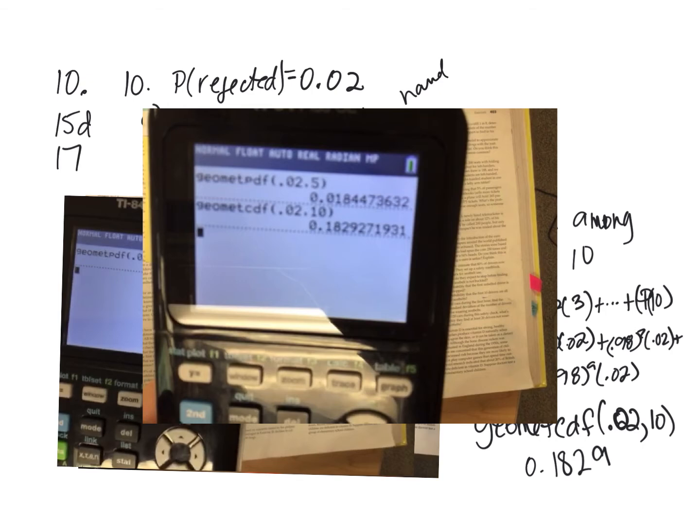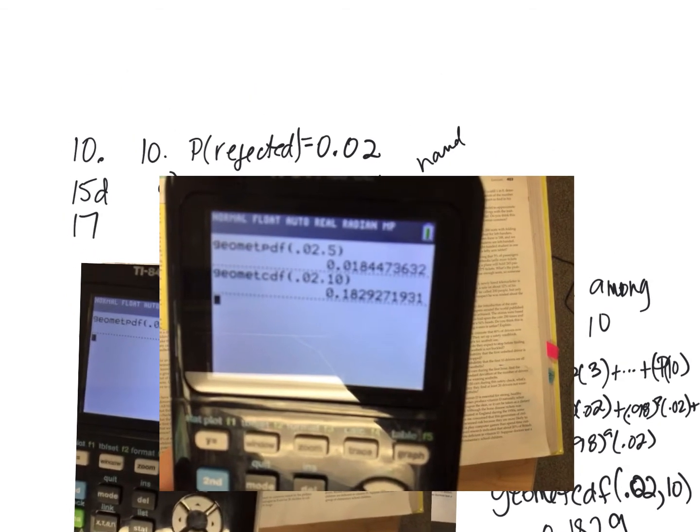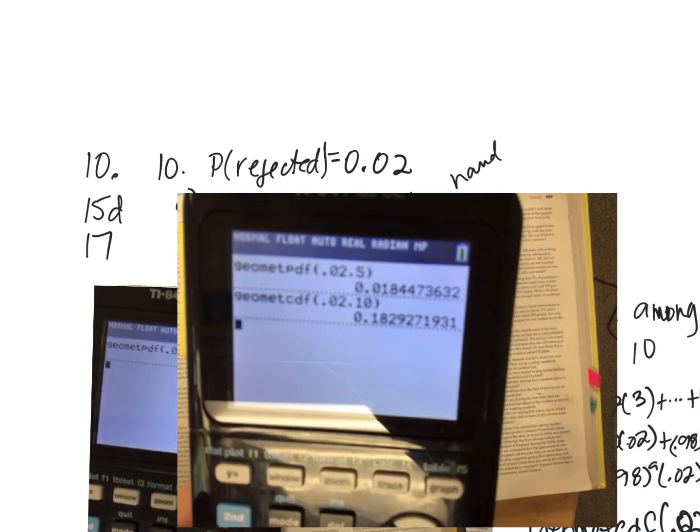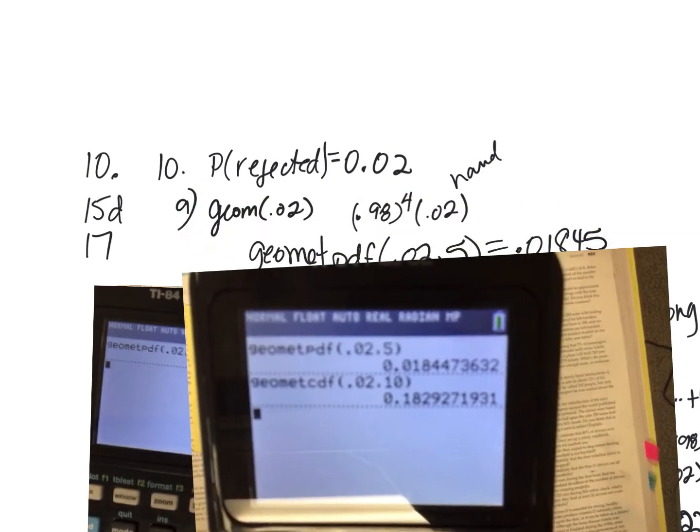And you're allowed to use the calculator as long as you define your function like this at the beginning. If I define that I'm using the geometric function with a parameter of 0.02, then I can use the calculator commands.